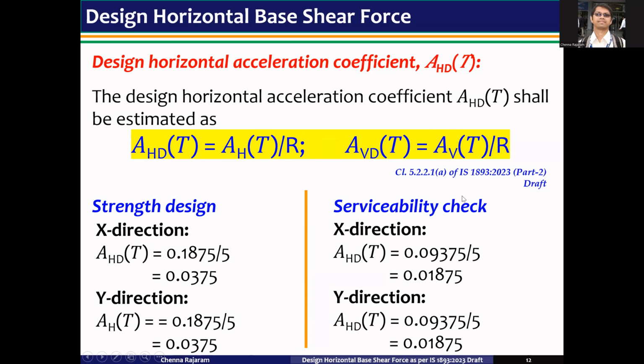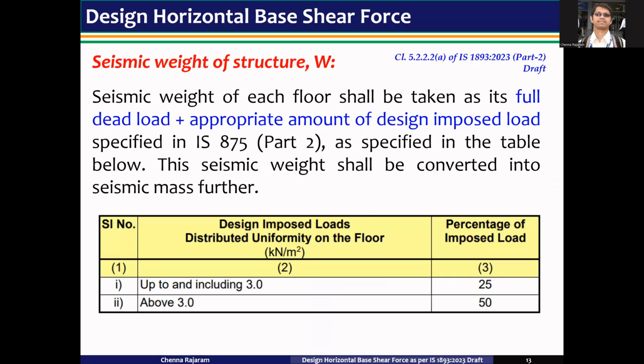Similarly, for serviceability check, the value is calculated as AHD of T is equal to 0.09375 divided by 5, which is equal to 0.01875. Next, the seismic weight of the structure W. The seismic weight of each floor shall be taken as its full dead load plus approximate amount of design imposed load specified in IS 875 Part 2, as specified in the table below.